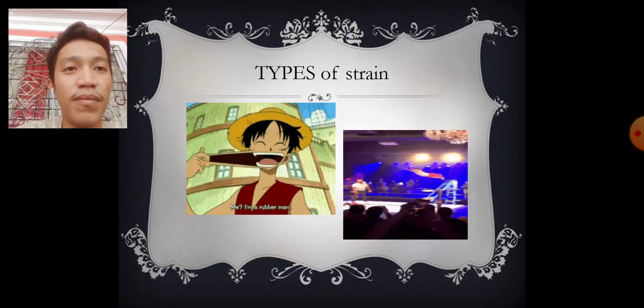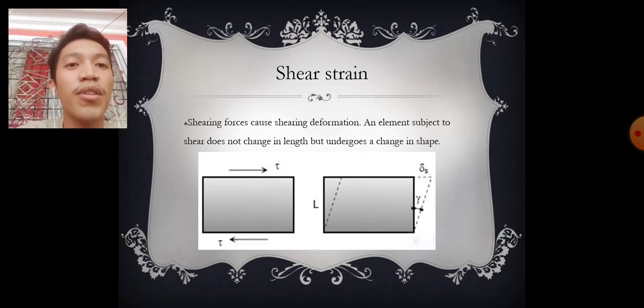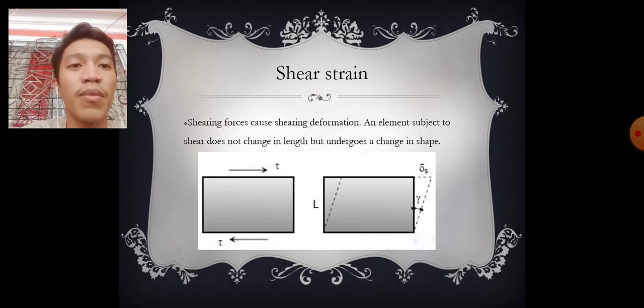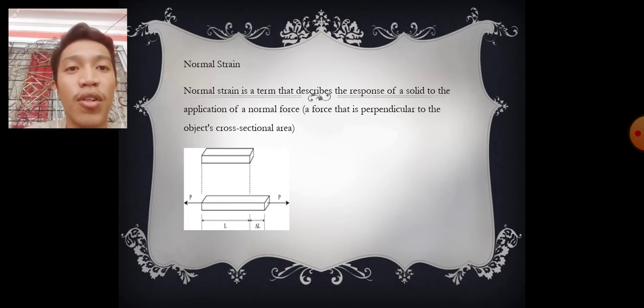The shear strain. Shearing forces cause shearing deformation. An element subject to shear does not change in length but undergoes a change in shape, just like the illustration below. Now the other type is normal strain. It is a term that describes the response of a solid to the application of a normal force, or a force that is perpendicular to the object's cross-sectional area.